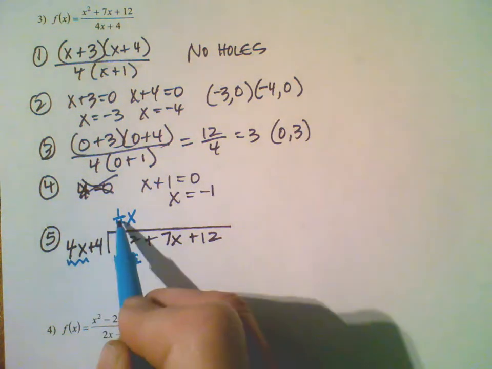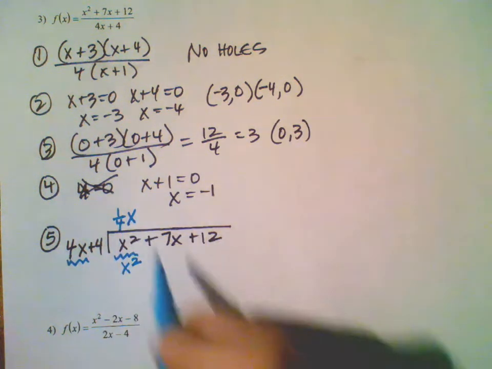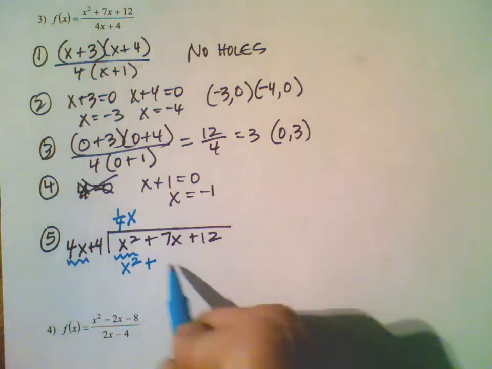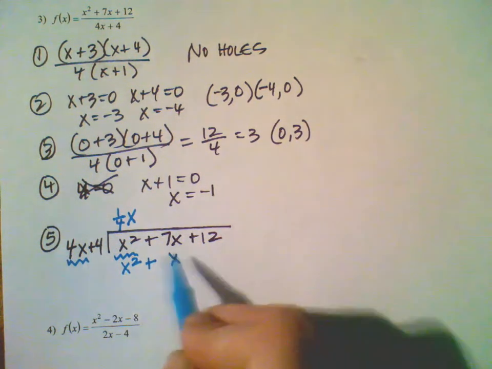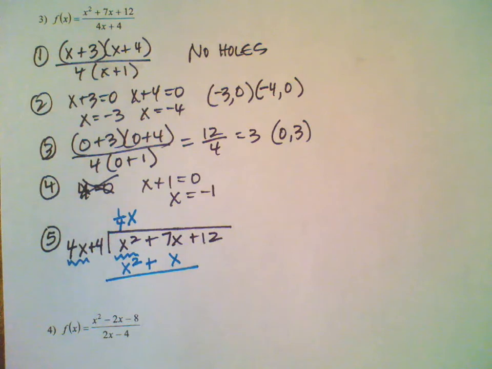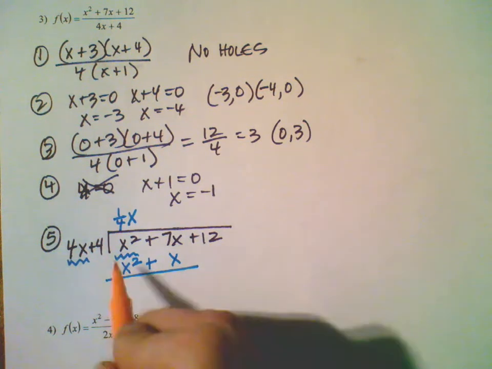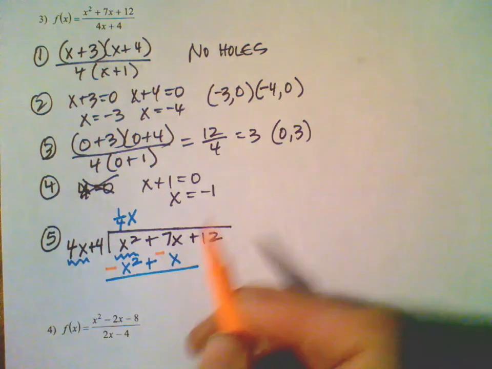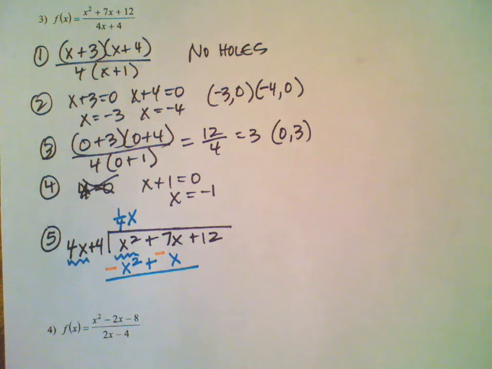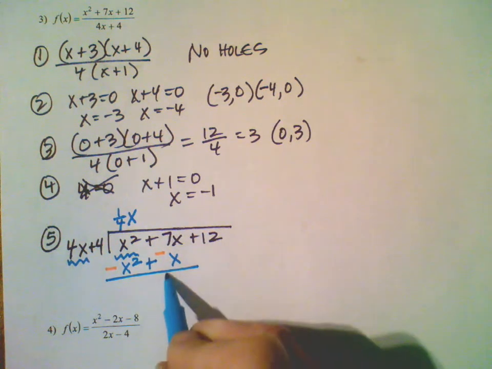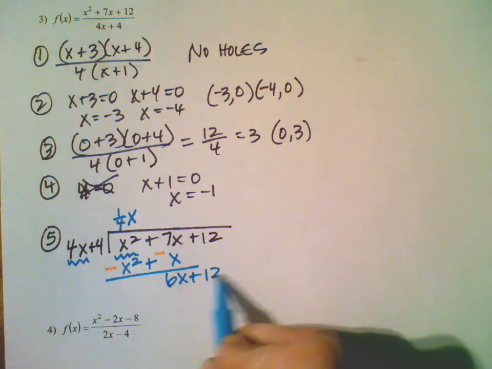Then 4 times 1/4 here would give me plus x. Again, keep in mind I multiply and subtract, so I'm going to change my signs. That leaves me with 6x plus 12.